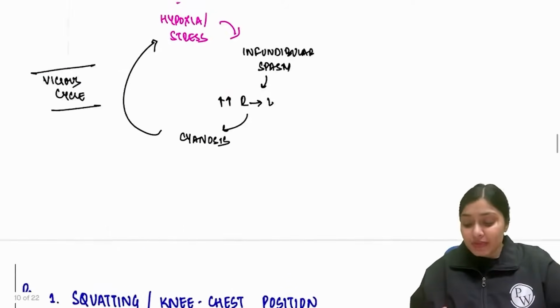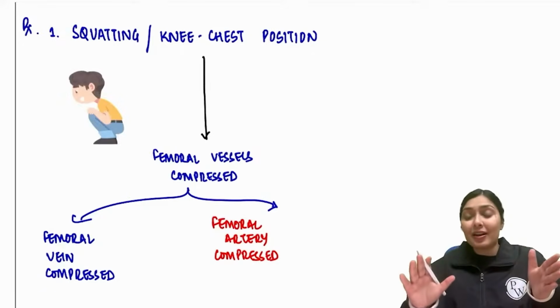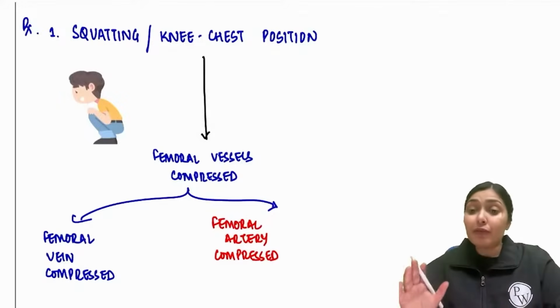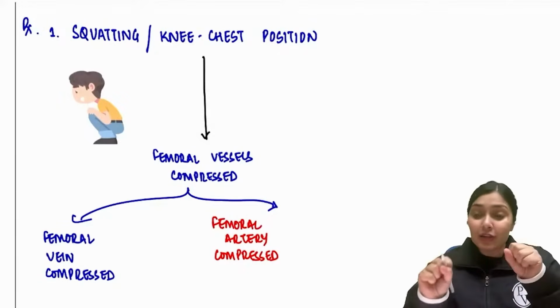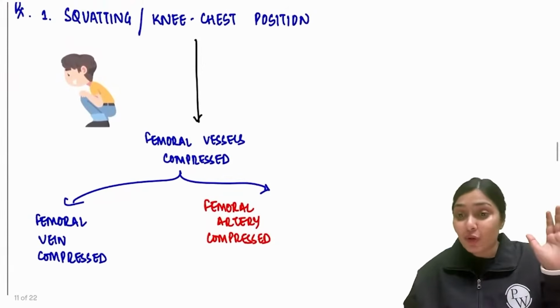What is the treatment of this Tet spell? This is the initial treatment: squatting or knee chest position. What is happening as a result of squatting? When the child squats or takes up the knee chest position, the femoral vessels get compressed. So my femoral artery will also get compressed, and my femoral vein will also get compressed.